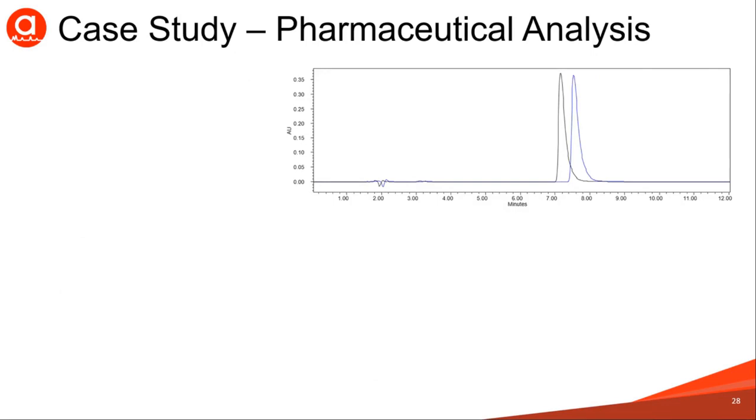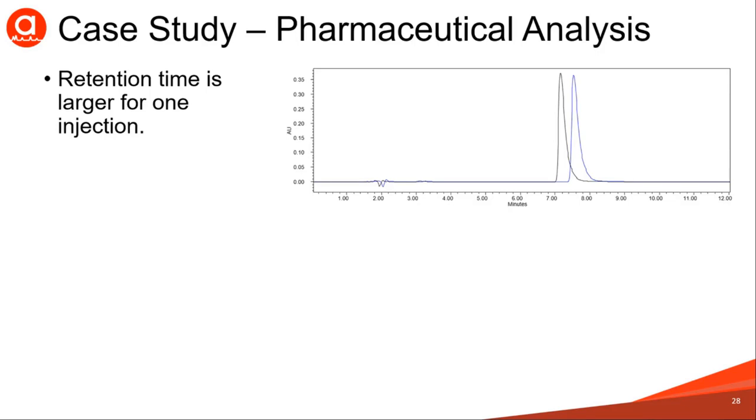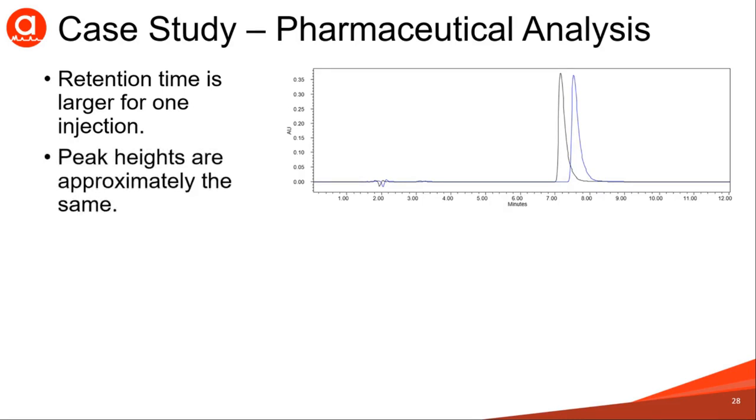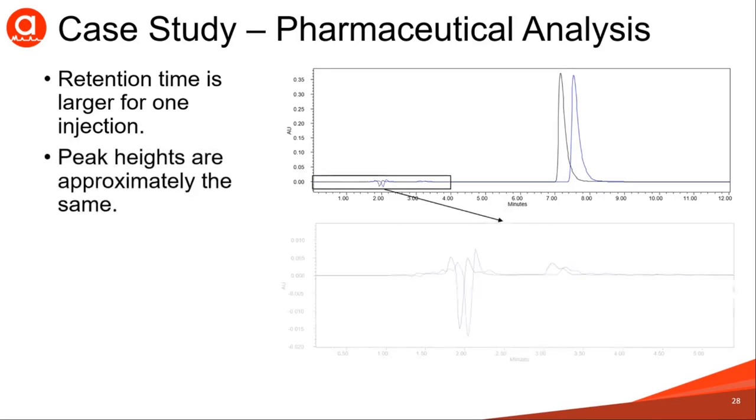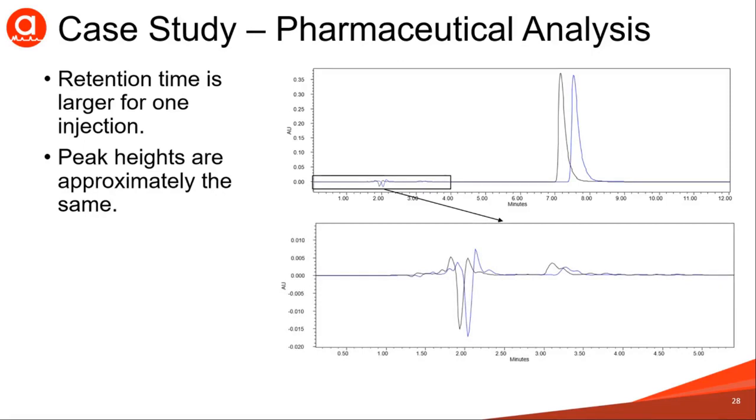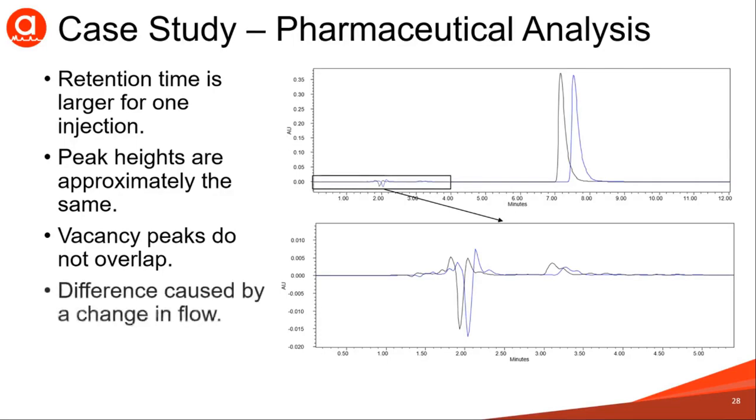Finally, you might be in the pharmaceutical industry and you say, hey, I've only got one peak. How can I use all of this? Well, all hope is not lost. In this particular case, we have two different runs we're comparing. Retention time is larger for one data set. Peak heights are approximately the same. Fortunately, we do have access to the vacancy peaks, and we can see there is a difference in the pattern for the vacancy peaks, and clearly this looks like it is a flow rate change.